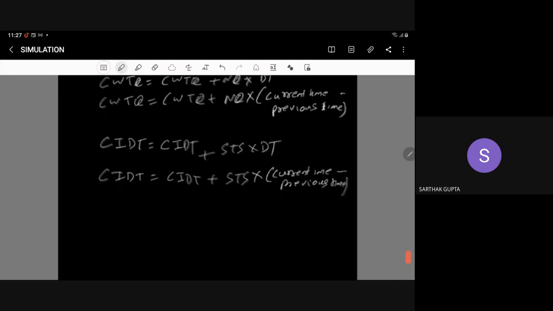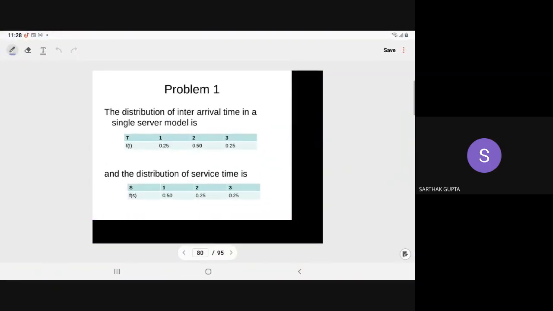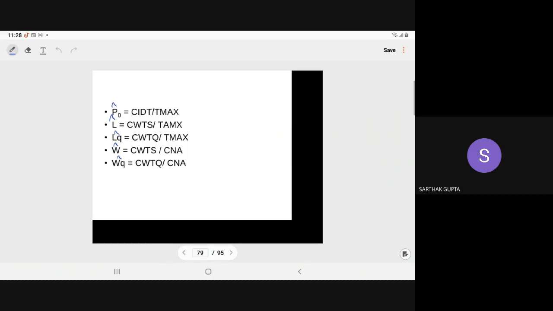So in this way, we have the CWTS, CWTQ, and CIDT. And after having the knowledge of these output variables, you can estimate the following performance measures: P naught, L, LQ, W, WQ, using these formulas.